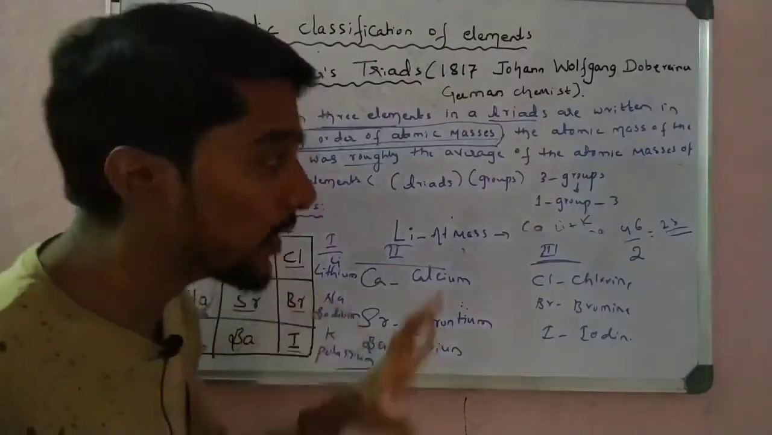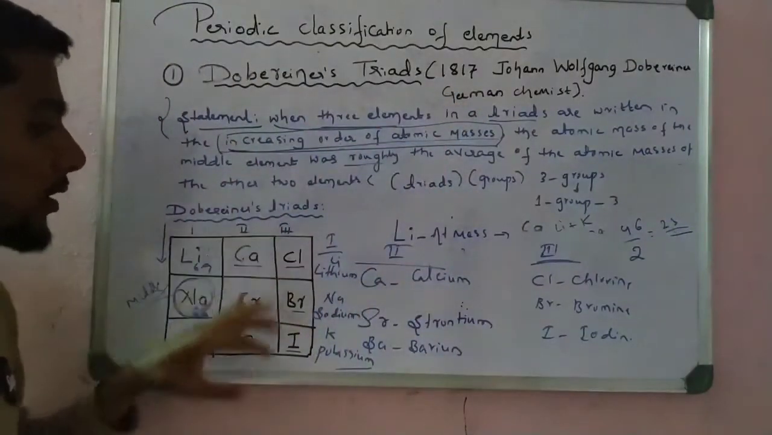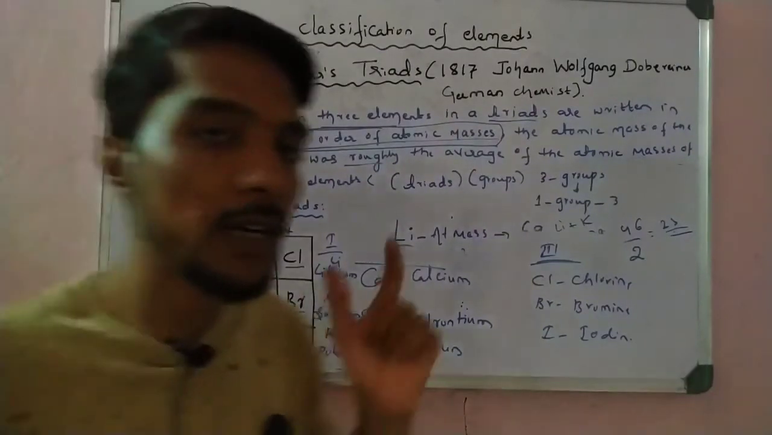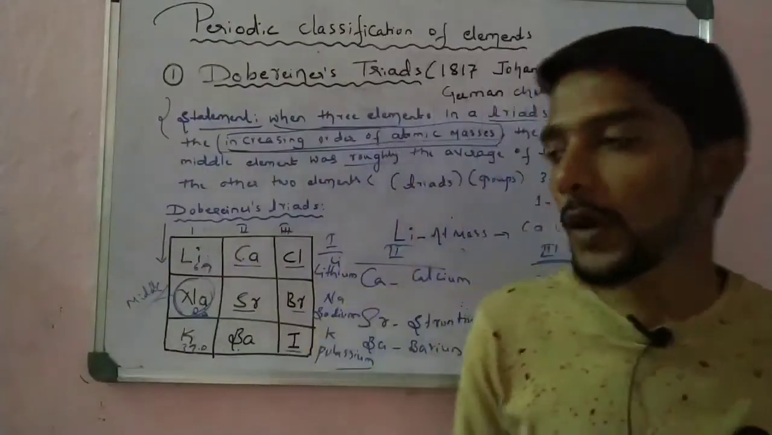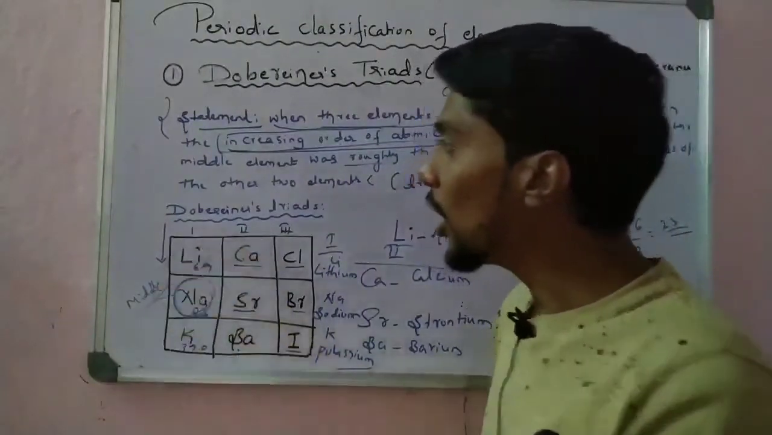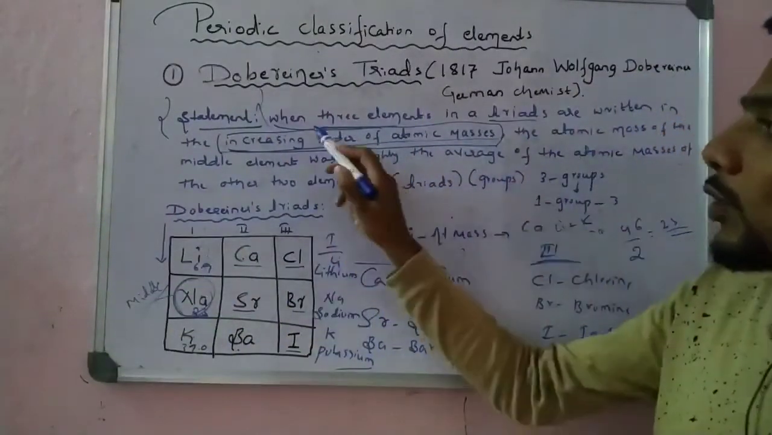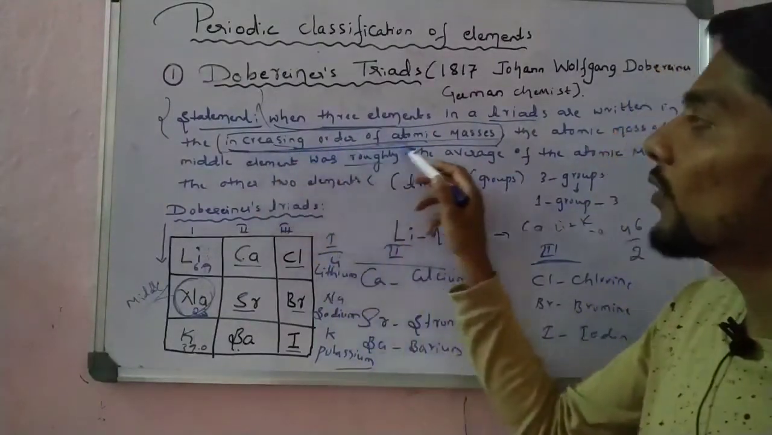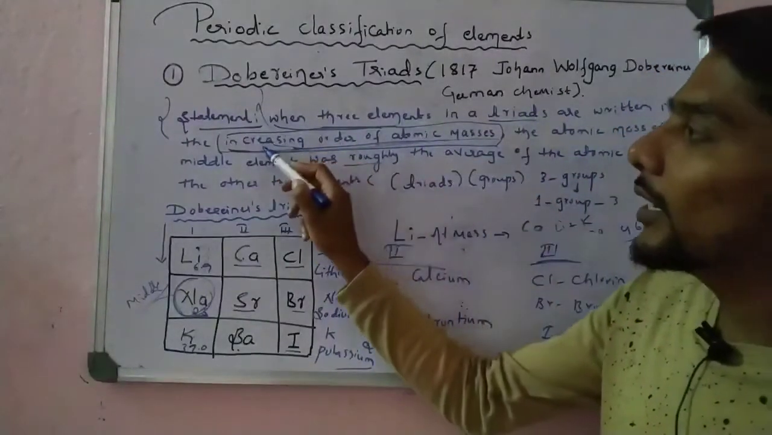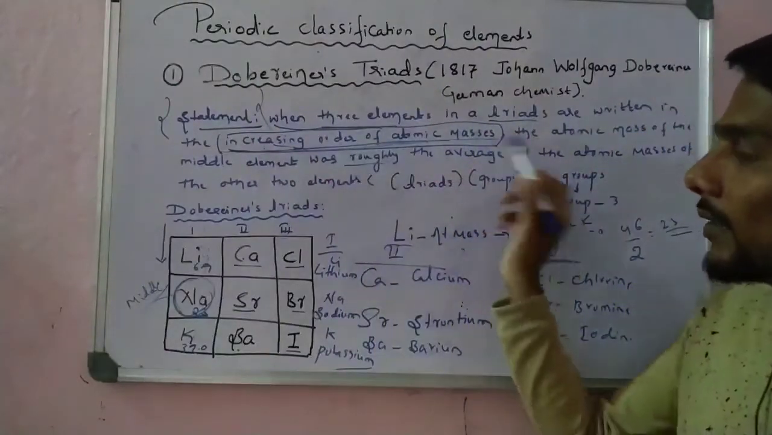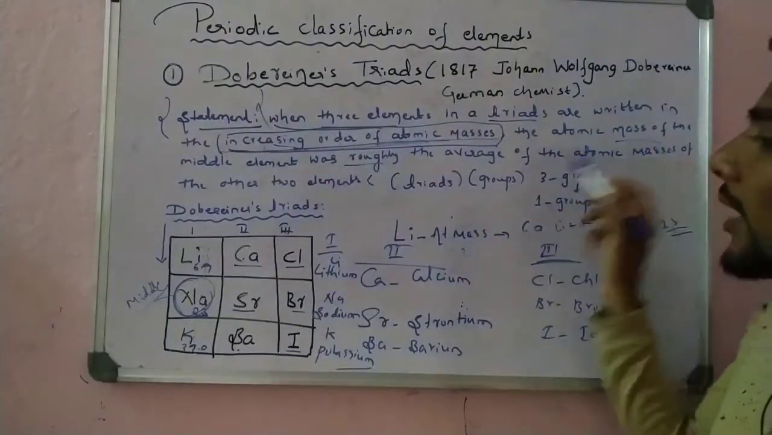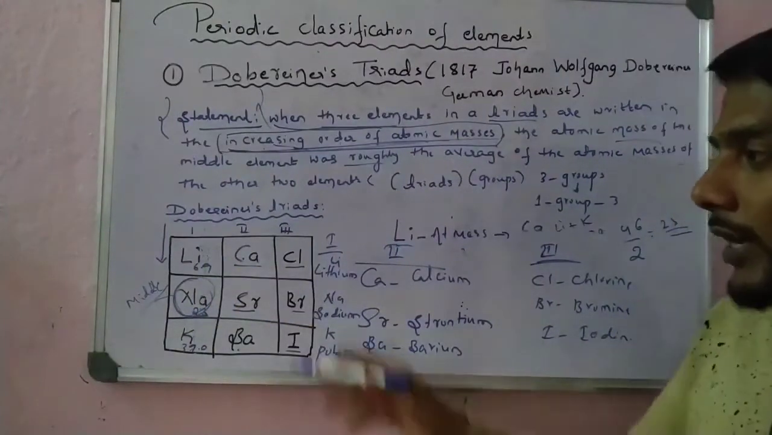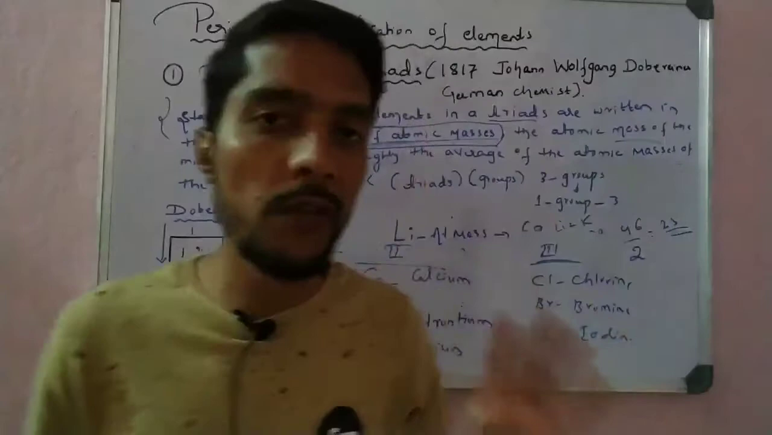First remember the statement, and then practice or memorize this table: first triad elements, second triad elements, and third triad elements. A triad is nothing but a group, and one group has how many? 3 elements. How do we arrange according to this statement? In increasing order of atomic masses. That is the basic principle of Dobereiner classification, and it is very important, you have to remember. And the middle element's atomic mass is the average of the atomic masses of the other 2 elements. That is a very important and simple statement to remember.